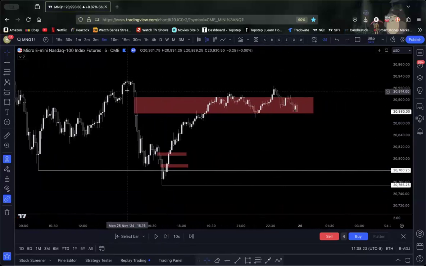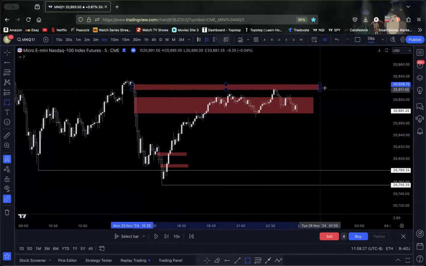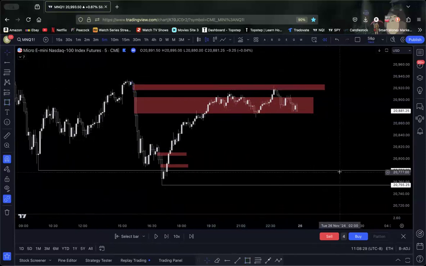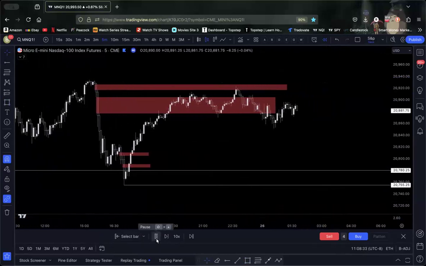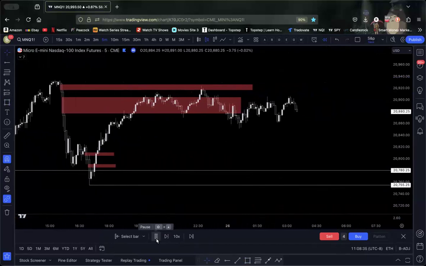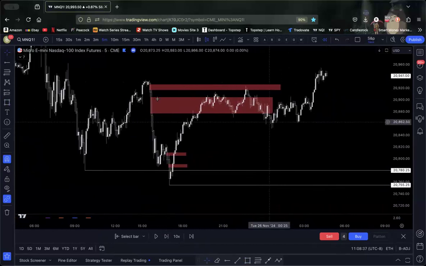Hit this fair value gap right here. That's why fair value gaps are targets as well. Don't always go for the external highs. Boom. Right? And then it dumps a little bit. And there's overnight session. And it takes us to our target.